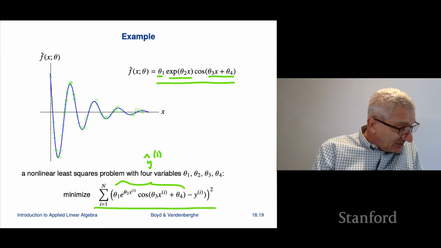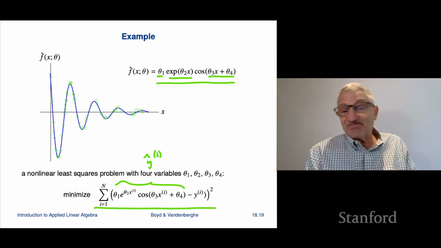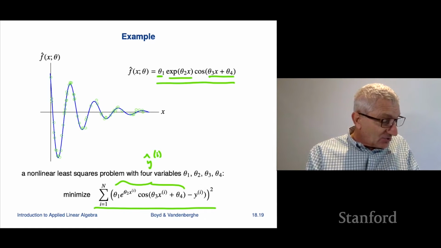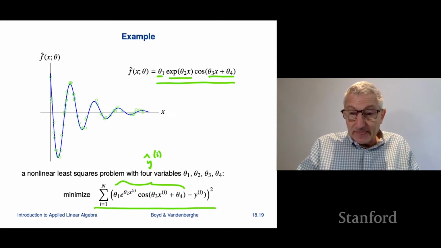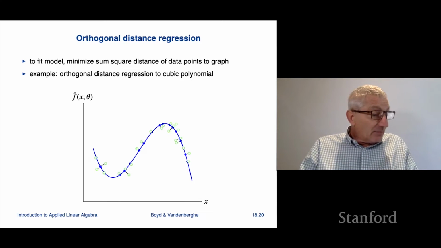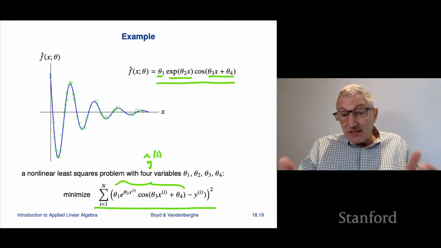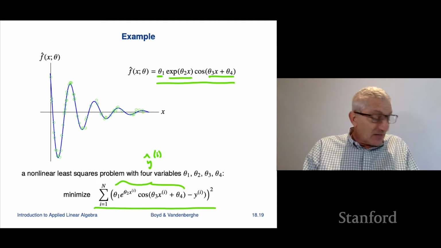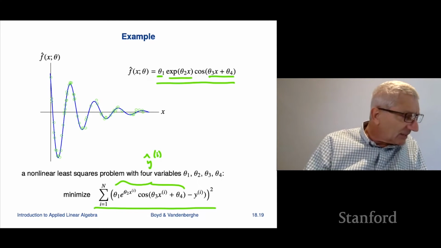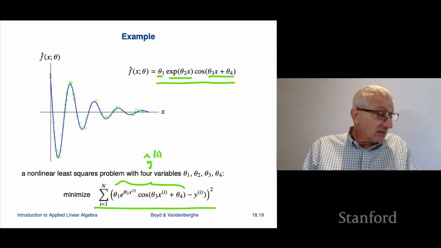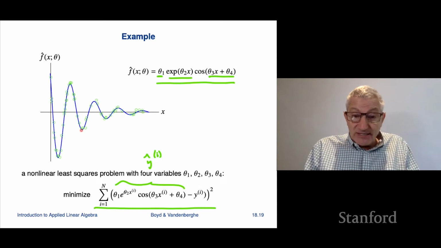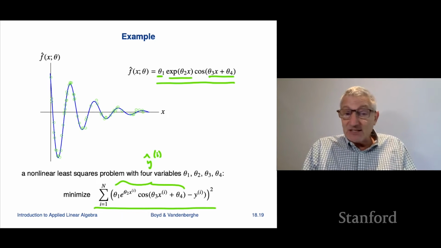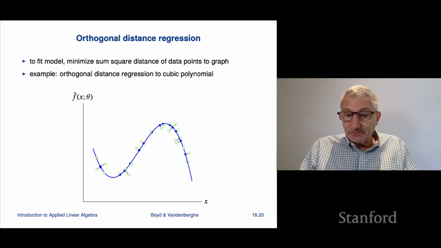Well, actually, I should say one thing. It is linear in theta 1. So we could solve for theta 1 by a least squares problem, but not theta 2, theta 3, and theta 4. Okay, so I would say things like this are easily done using Levenberg-Marquardt. And in fact, I believe the fit that we're showing there is one computed from these data points using Levenberg-Marquardt. And you can see it fits a decaying sinusoid quite nicely.